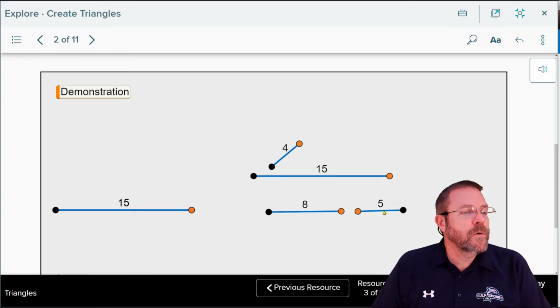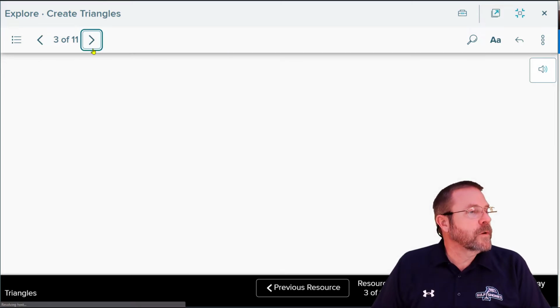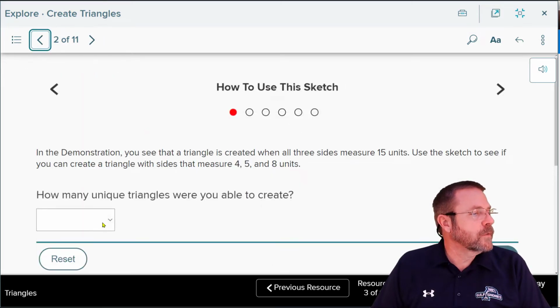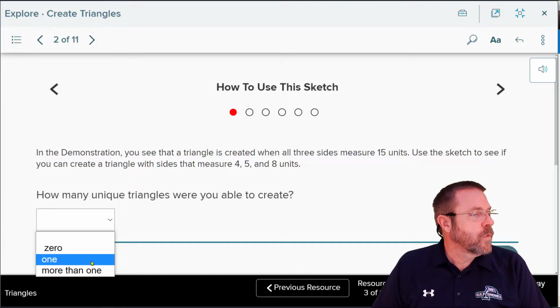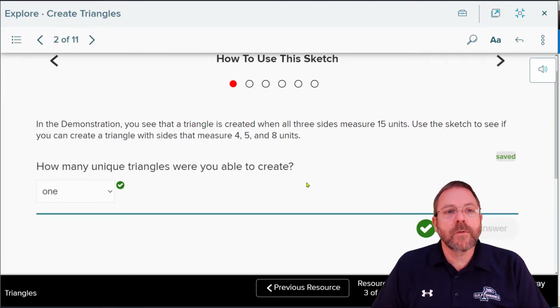So what do we know? We know that the sum of the side lengths has to equal something less than the total number given. That's based off of the number of angles, so we can say that you can only create one unique triangle out of this. Let's see what else the next resource says.